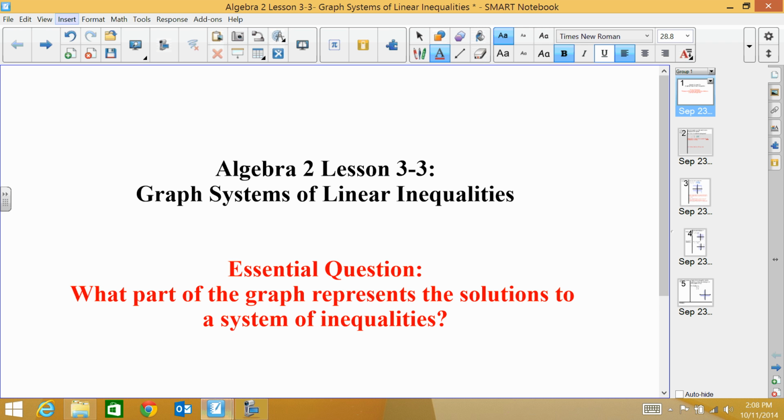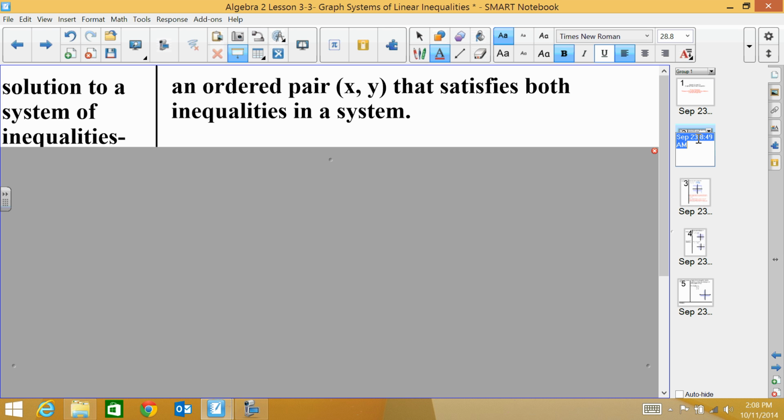Section 3.3 is about graphing systems of inequalities. So we need to know what part of the graph represents the solution or solutions to a system of inequalities. You practiced graphing inequalities in the last chapter, so we're just going to apply that knowledge to systems. We're going to have more than one inequality to graph.